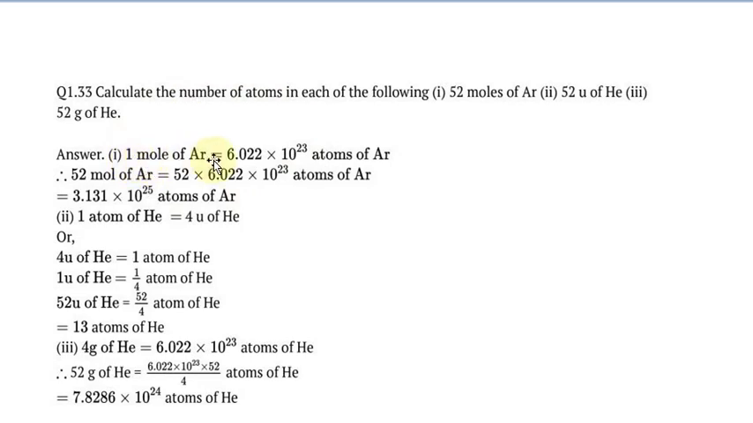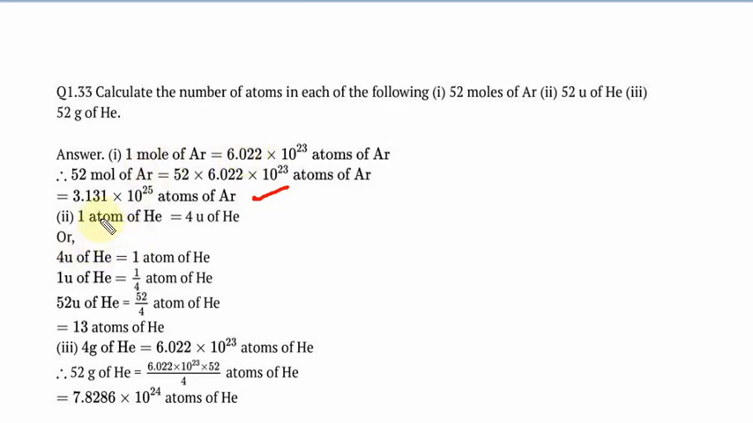As we know, 1 mole is equal to Avogadro's number of atoms, that is 6.022 into 10 raised to power 23 atoms of argon. So 52 moles of argon: we will simply multiply this by Avogadro's number and we will find the total number of atoms. This is very easy. You have solved this type of numericals in your 9th class.